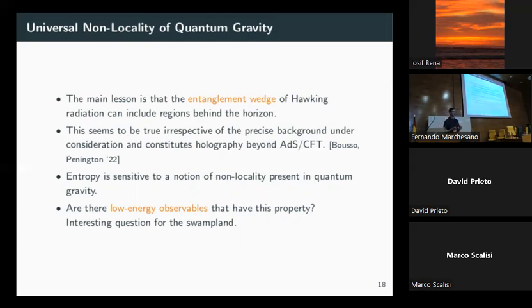And what it really means is that entropy is sensitive to a notion of non-locality present in quantum gravity. I think this is quite deep because it really tells you something about a universal property of quantum gravity that goes beyond local quantum field theory. Entropy is one way of probing this non-locality, but you might hope that there could be other observables or properties of a system that you might want to compute where this non-locality also shows up. So I think this is a very interesting question for the Swampland to try to understand: could there be other observables where these non-local properties show up?